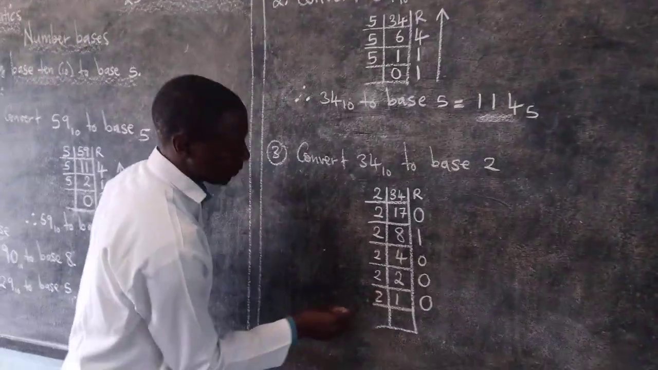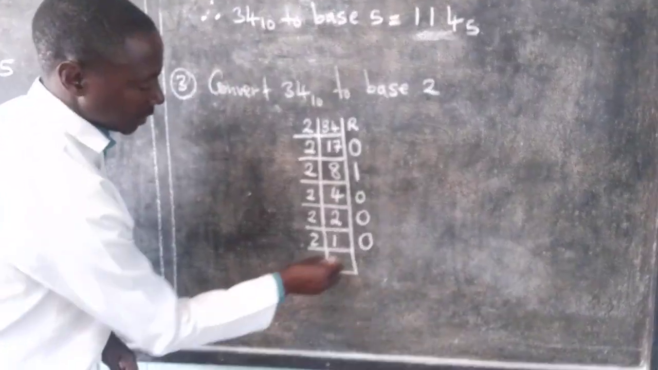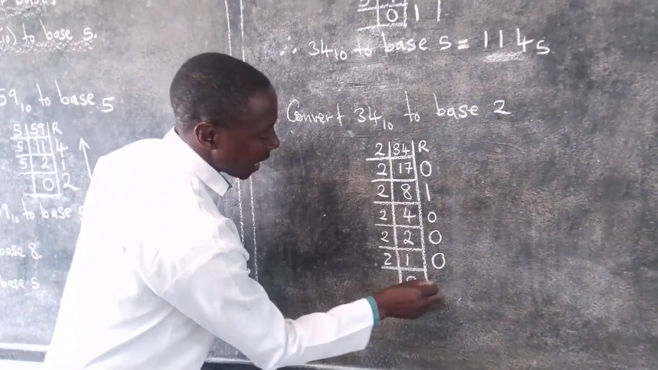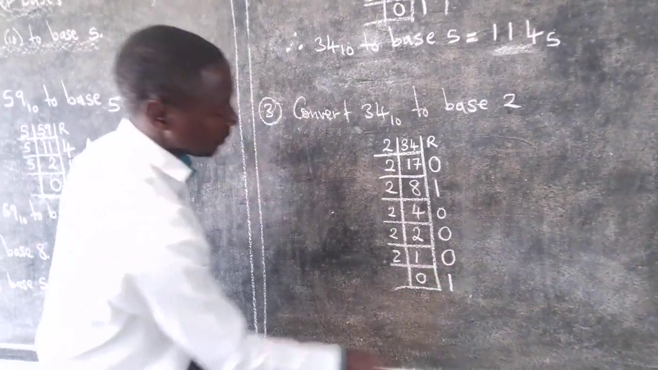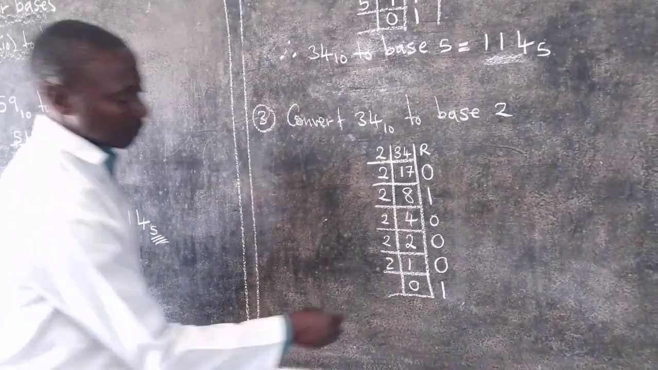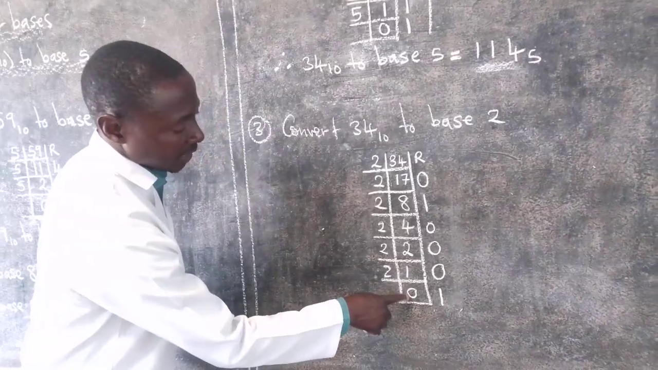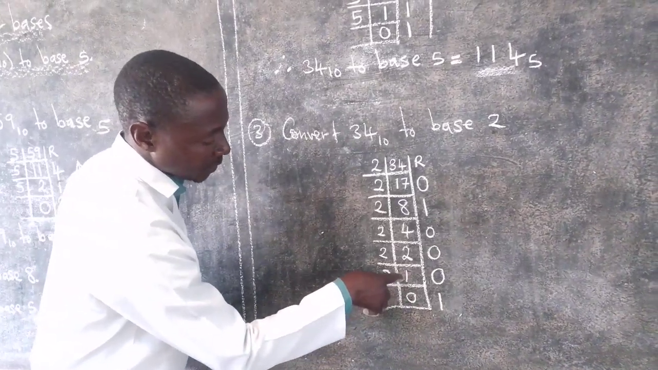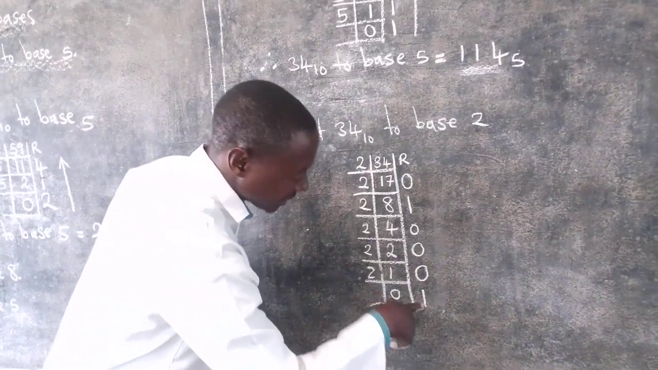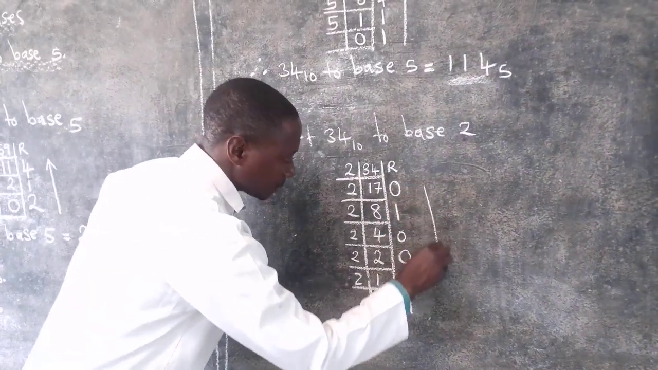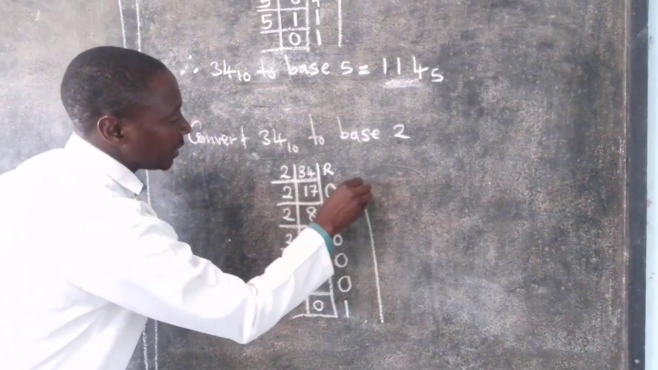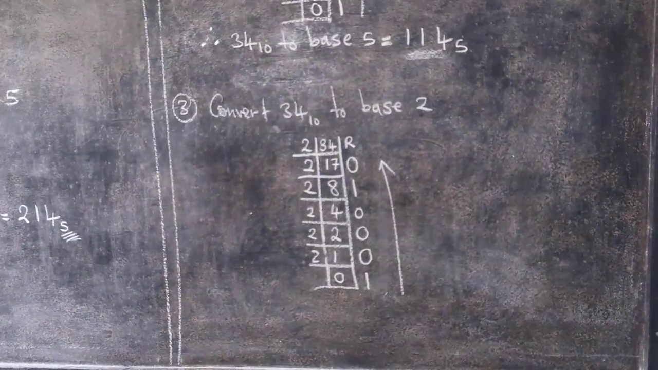Write down 2 here. 2 into 1, it can't. We write a 0 and put a 1 here. 2 into 1 is what? 0. Then we write a 0. Get that one, write it there. Thank you so much for the correction. Then we draw a line like that.